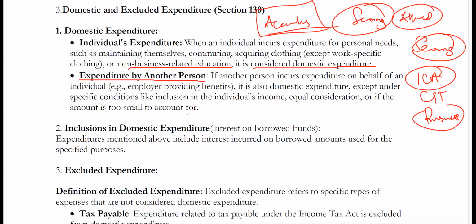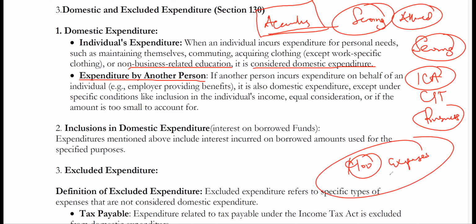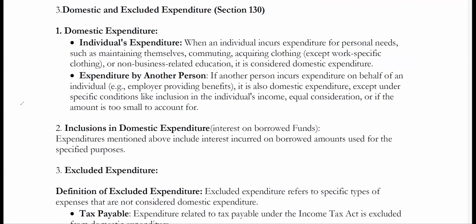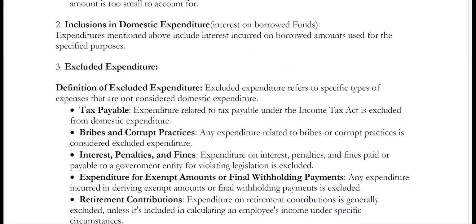So sometimes too, we can include an amount in your income which is too small to account for. An amount like 100 cedis, expensing it in your account. This one like this, you can decide not to expense it in the first place. It's too small, depending on the nature of the account. Do you understand? I hope we are all clear. So that was domestic expenditure.